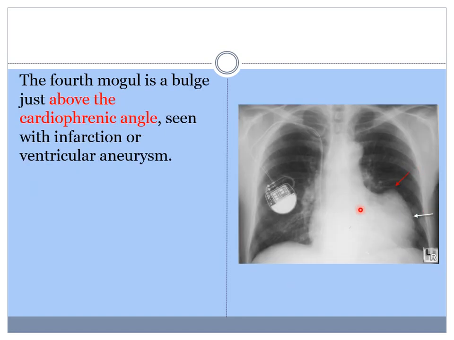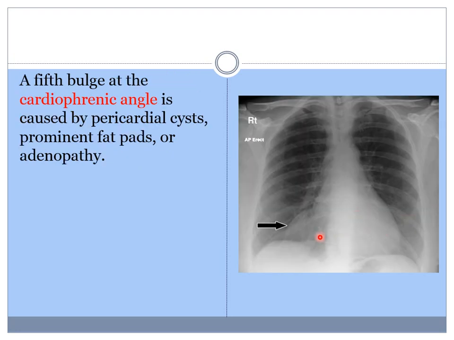Fourth mogul is a bulge above the cardiophrenic angle, seen with infarction or ventricular aneurysm. Here we can see this ventricular aneurysm. Fifth bulge is at the cardiophrenic angle, caused by pericardial cyst, prominent fat pad, or adenopathy. This is a pericardial fat pad.